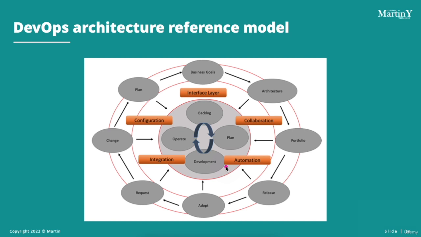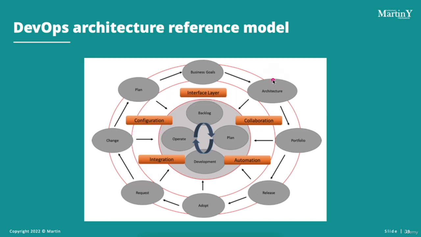And so, as a logical consequence, the outer cycle is governed by the enterprise itself. The inner cycle is about actually delivering the product using DevOps. And as you can see, there are interfaces between the outer and the inner cycles. Those are collaboration, automation, integration, configuration management, and the interface layer.